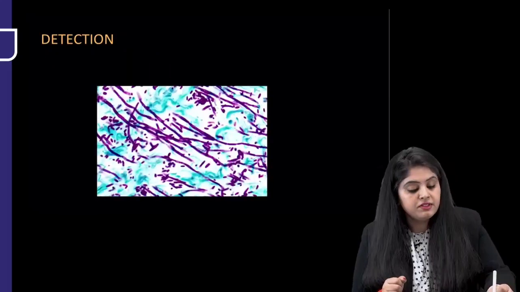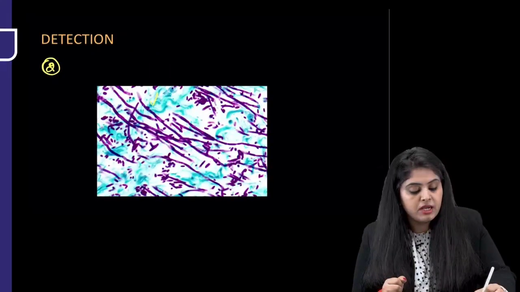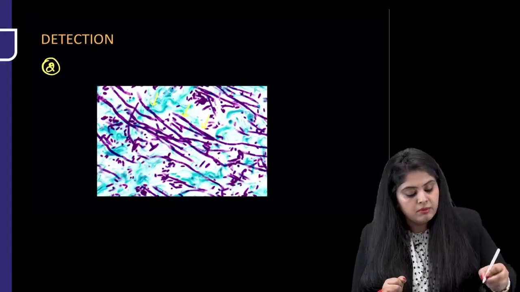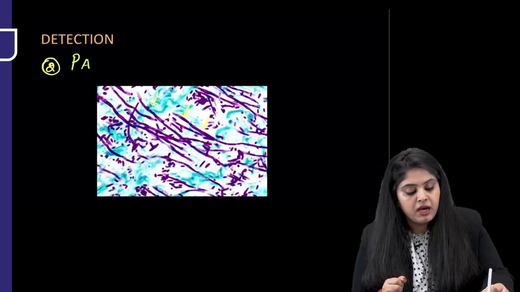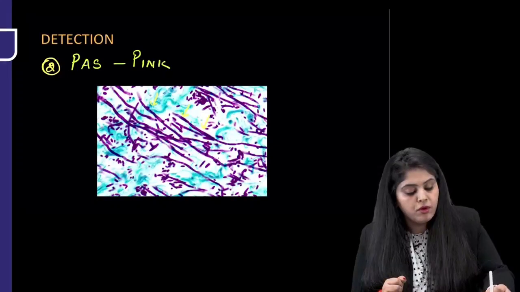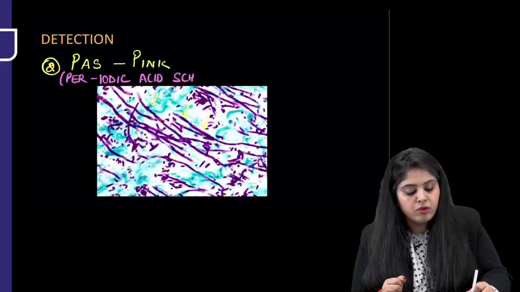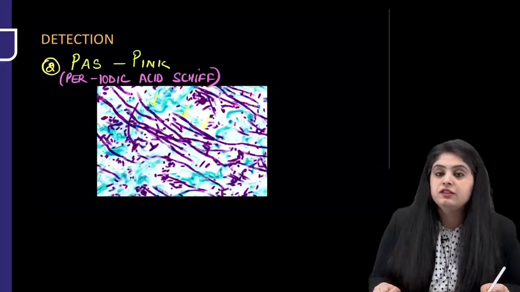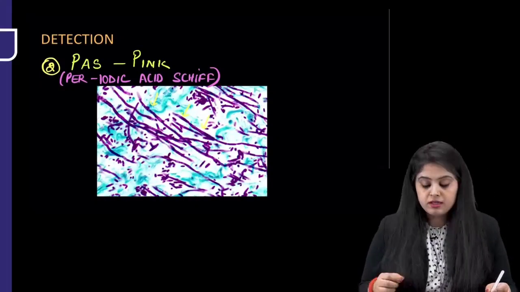The second one that we have is a very usual one. Suddenly the hyphae have become all pink. So what do I need to know? Please remember P for PAS and P for pink. And what is PAS? If you want to know the full form, PAS stands for periodic acid Schiff. If you're not learning the full form, you're not missing out on much. So let me tell you, periodic acid Schiff, P for P, PAS is going to give a pink color.